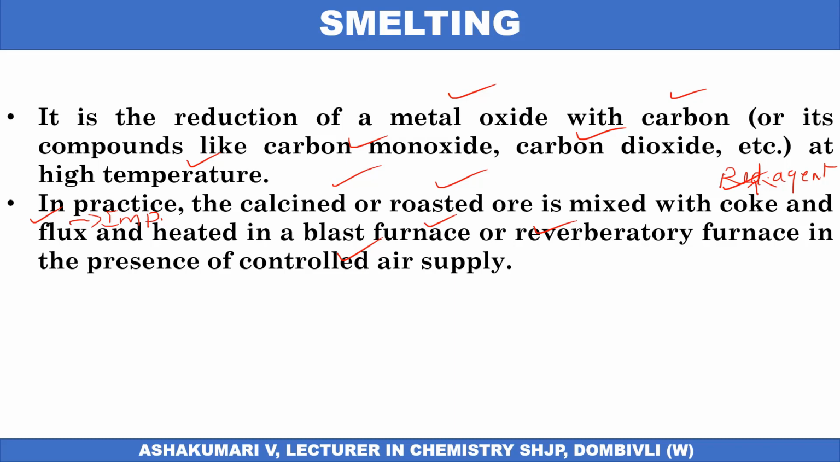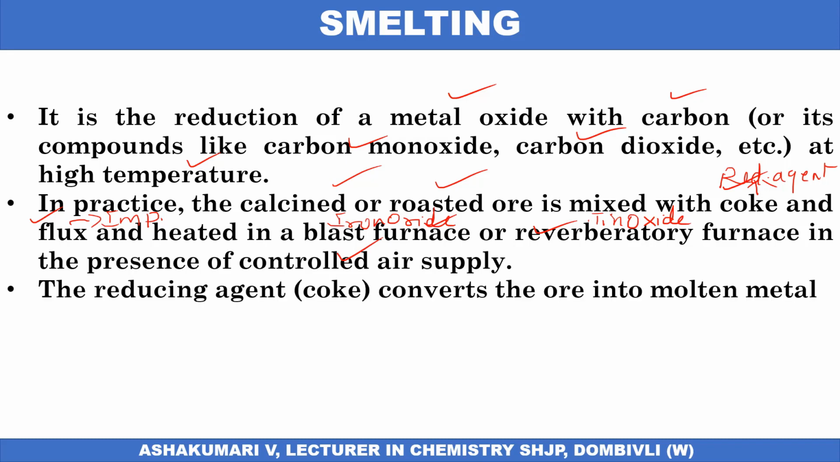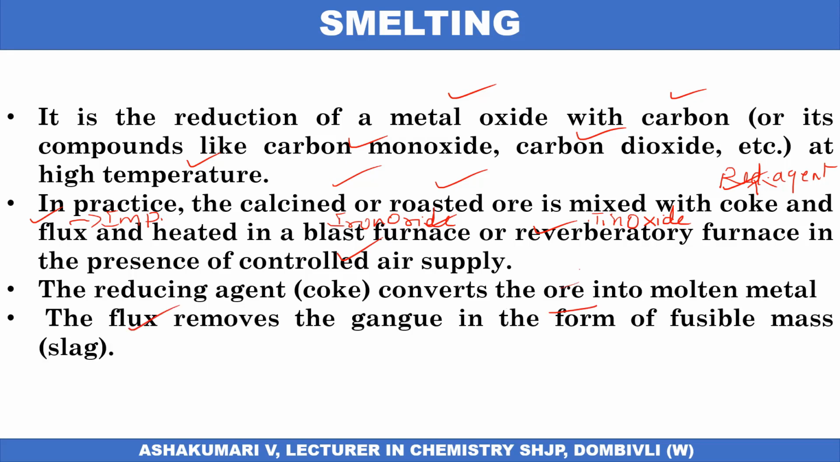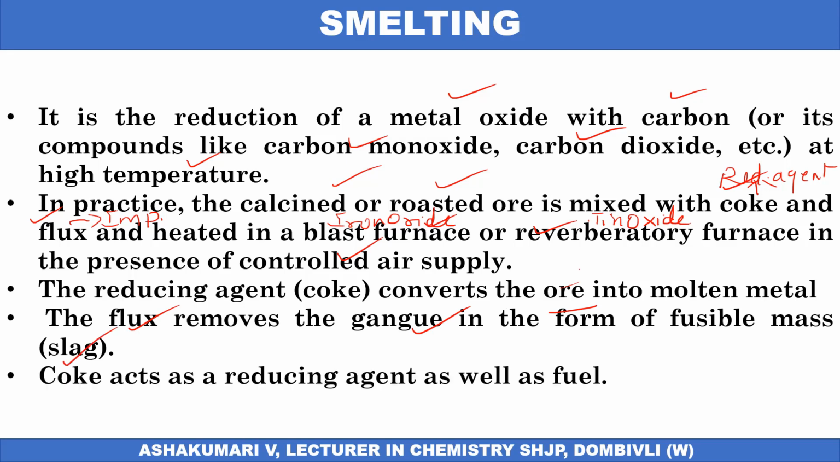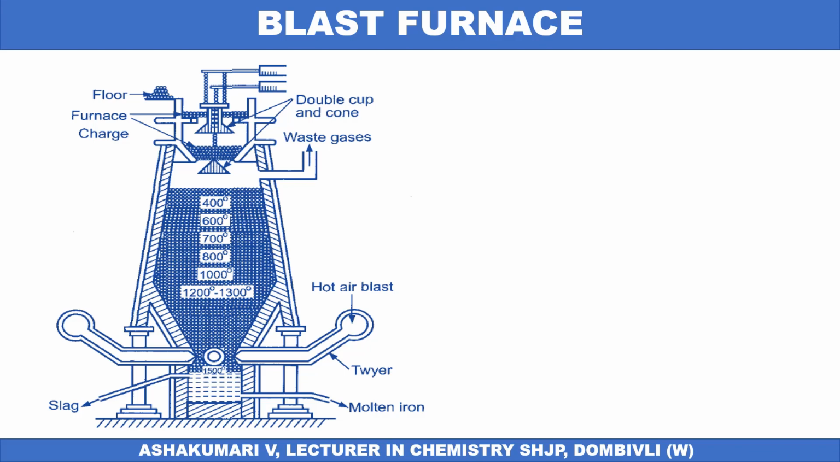Blast furnace is used for reduction of iron oxide, while tin oxide is reduced in reverberatory furnace. The reducing agent, coke, converts the ore into molten metal. The flux removes the gangue in the form of fusible mass, which is known as slag. It is important to remember that coke acts as a reducing agent as well as a fuel during smelting. We have studied the construction of reverberatory furnace in an earlier video. Now we will study construction of blast furnace.